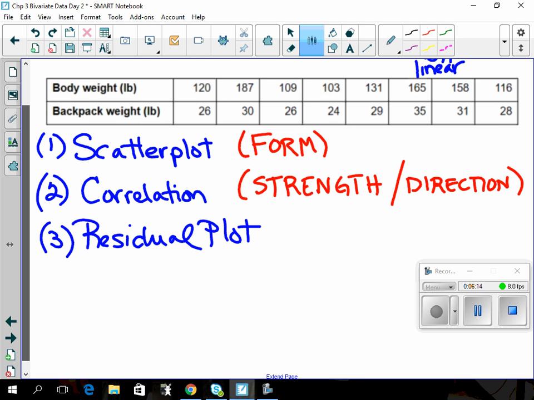So remind us what a residual is. We talked about it last time, for those of us who remember, but it's been a while. It's been about 10 days. What's a residual?